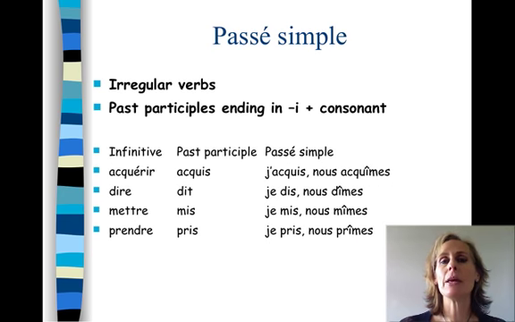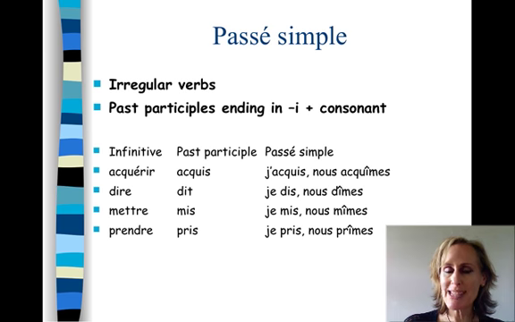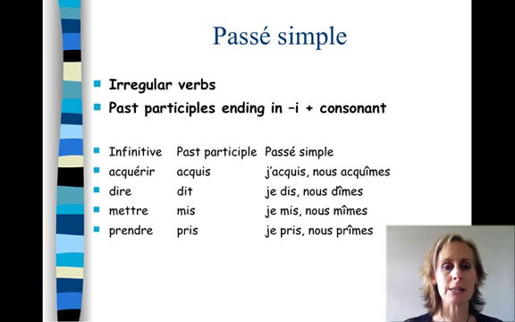Similarly, those verbs ending with I plus a consonant also use their past participle as their stem for the passé simple plus the I endings. We have acquérir, acquis, j'acquis, nous acquîmes. Dire, dit, je dis. Mettre, mis, je mis. Prendre, pris, je pris, etc.